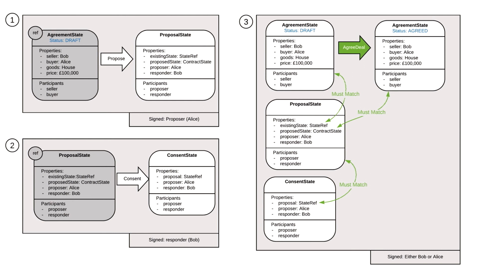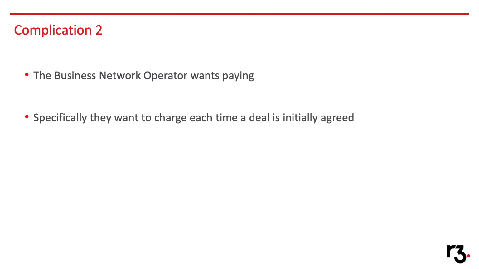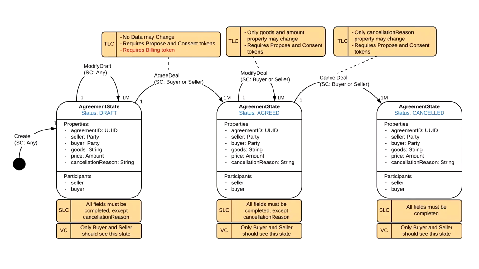This is the one that's closest to the material we have on the doc sites and key concepts. Okay, complication number 2. The business network operator would quite like to be paid for all these services, so they want to charge every time a deal is initially agreed. So we're going to say, okay, we need another modification here. We need to add another constraint: when there's an agreed deal, we require a billing token.